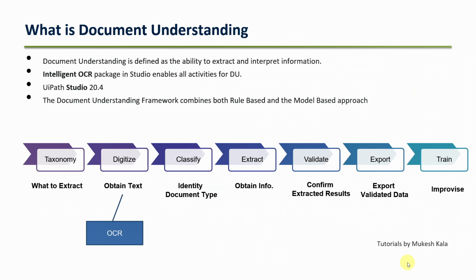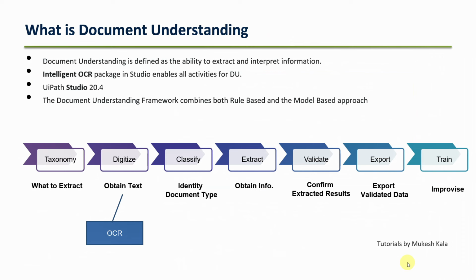Okay, the second thing you would require is the intelligent OCR package. I'll show you what I mean by the intelligent OCR package, but keep in mind that you would need an intelligent OCR package to get started with a document understanding project. Okay, and as in the first video, I have explained the difference between a rule-based and the model-based approach. Document understanding combines both the rule-based and the model-based approach. Okay, now where exactly can I start with document understanding?